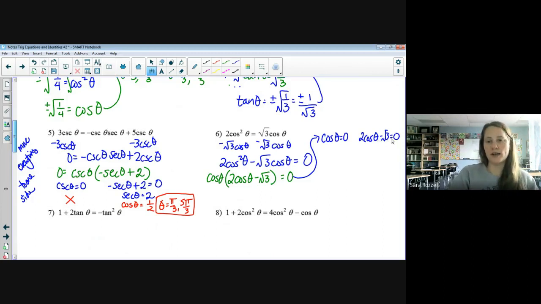For our second one, I bet you guys could do that in your head. What needs to move first? The root 3, we're going to add it, right? And then what do we do with the 2? Divide. So cosine is going to equal root 3 over 2.